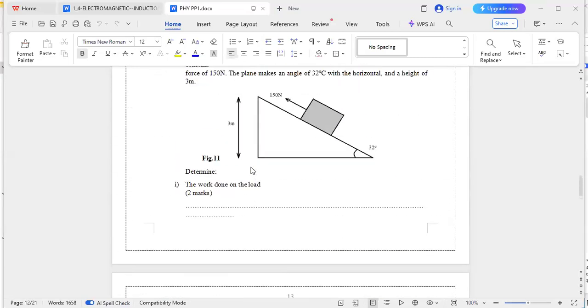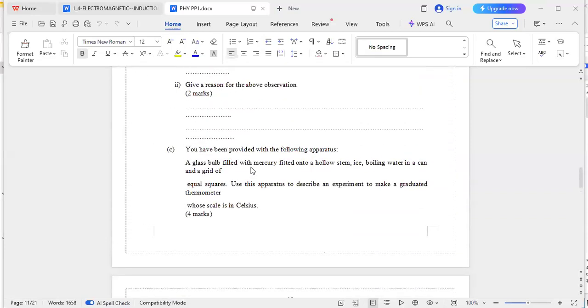But let me go back to, based on your request, the descriptive question. Those who want to prepare for the next lesson, you can leave as I go through this question again. We are given a glass bulb. Remember, this is a plain glass bulb filled with mercury, no markings on it, fitted on a hollow stem, ice, boiling water in a can, and a grid of equal squares. Use these apparatus to describe the experiment to make a graduated thermometer.